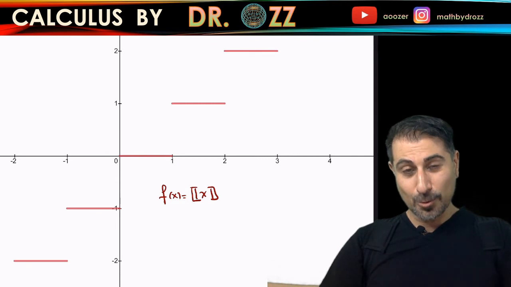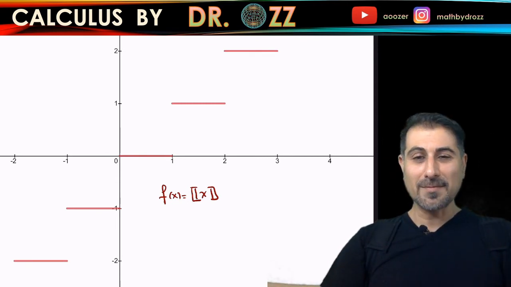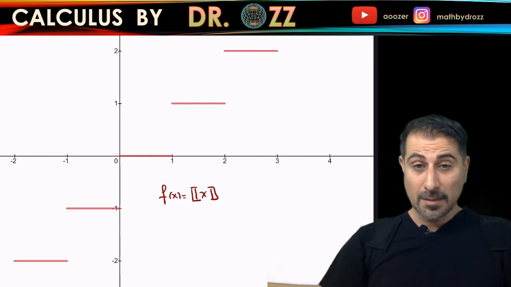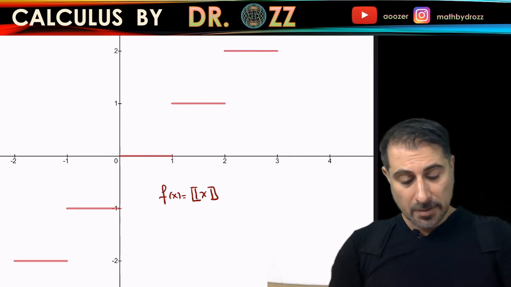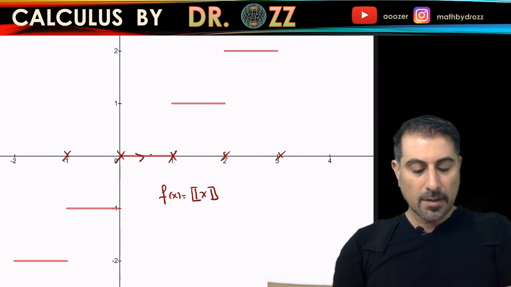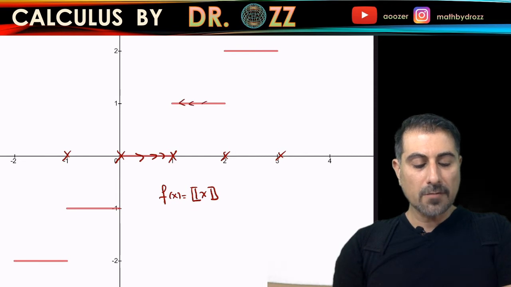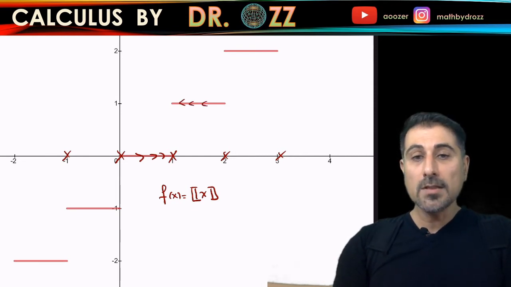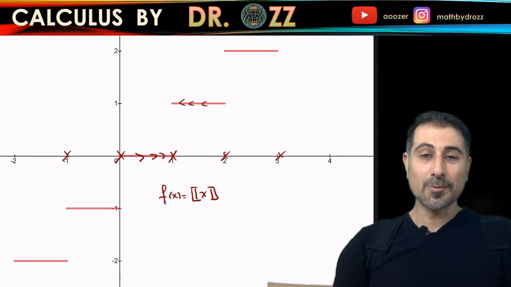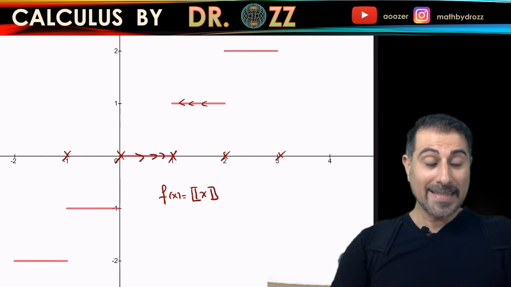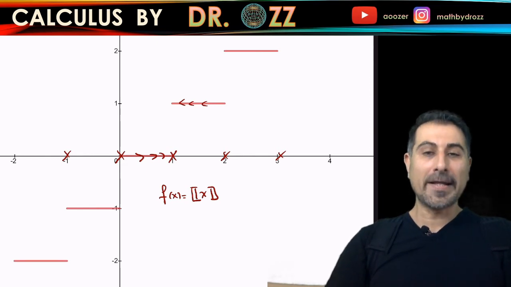It's like a floor-looking type function, and this function has one-sided limits to be considered at the integers, right? Because at every integer value, the left limit is totally different from the right limit. For example, at x equals 1, the function values approach 1 from the right, but on the left, the function values approach 0. And this type of situation happens at every integer value.